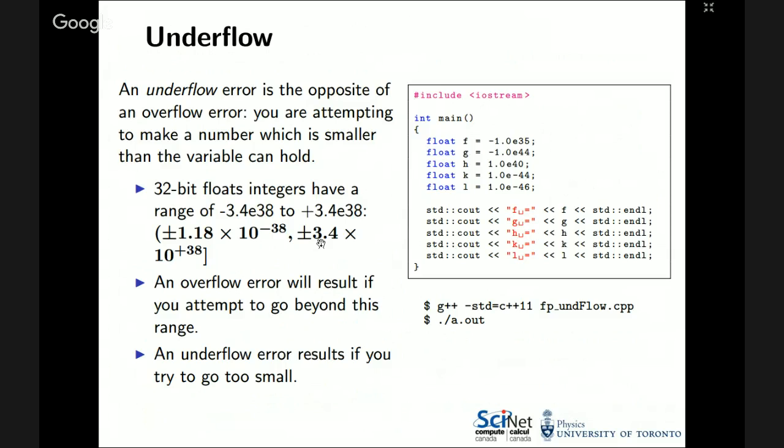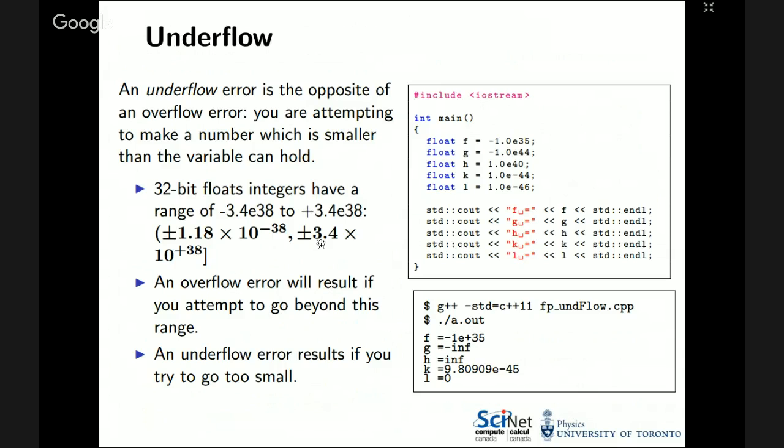I compile the code, I run, and what I get is, okay, I get the minus 10 to the 35, the minus 10 to the 44, I kind of don't get it, I get a minus infinity. The 10 to the 40, I get an infinity. I get 10 to the minus 44 as 9.8 times 10 to the minus 45. And then 10 to the minus 46 as 0. Okay. So again, something that you should be aware of.